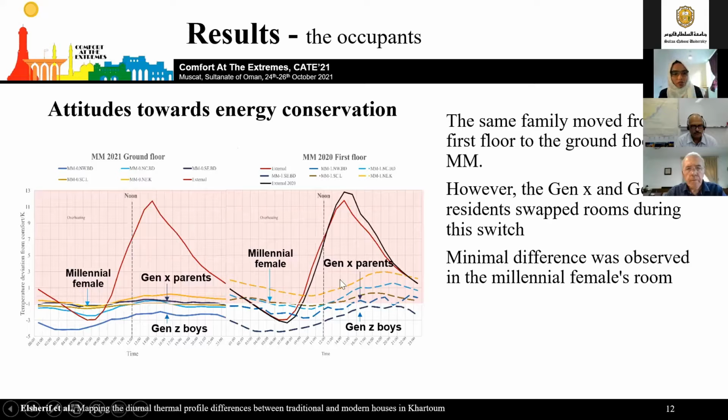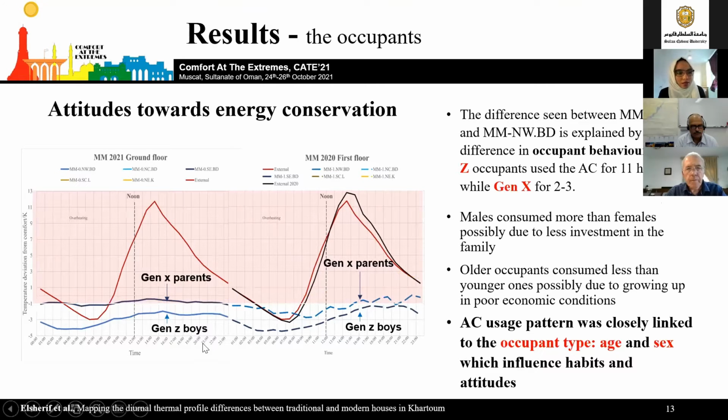But what was interesting is the parents and the boys, they switched rooms. So rather than go down into the same room, they switched. What was interesting is that in both times, the boys' room was always the coldest, even though it was a completely different room. The reason for that was the boys used the air conditioner for 11 hours compared to their parents who only used it for 2 or 3 hours. And interestingly, the parents actually stayed more in the house than the boys.